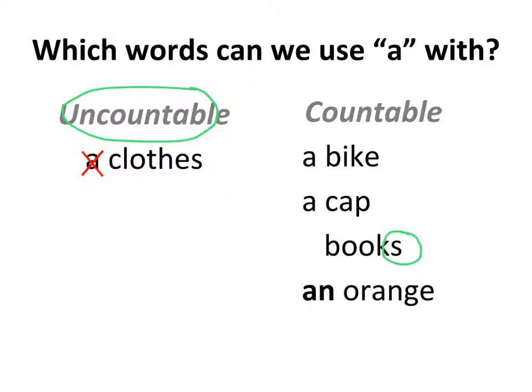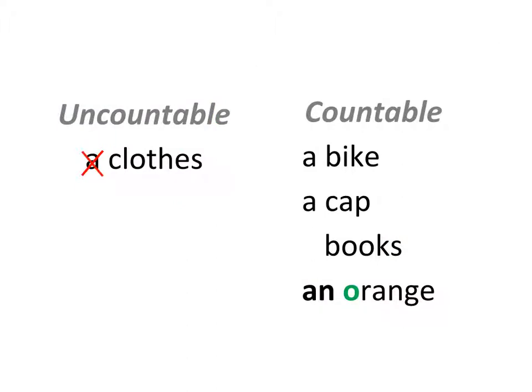Did you notice that we say an orange? Do you know why? We say an orange because the word begins with a vowel and it makes it easier to say. Orange is difficult to pronounce, but an orange is very easy.